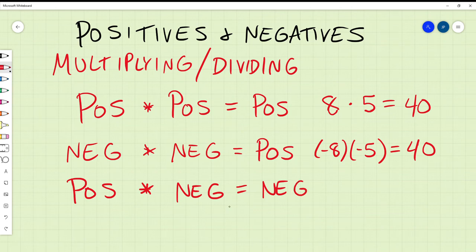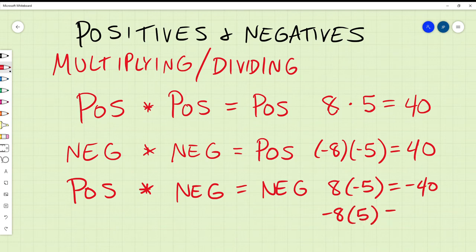So for example, I could have positive 8 times negative 5. That's going to give me a negative 40. And then I could have a negative 8 times a positive 5. That's also going to come out to negative 40. So again, the value is the same. We're really just doing 8 times 5. But the sign just depends on these three. Well, really, there's two rules here. And we can kind of summarize that.